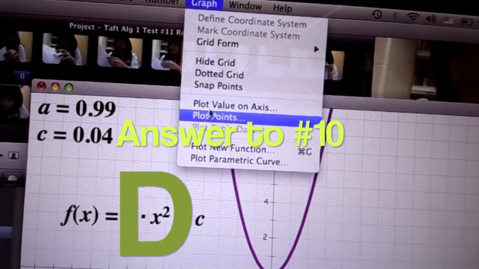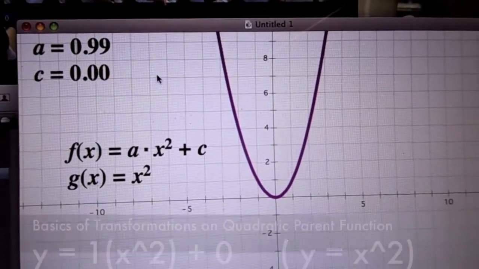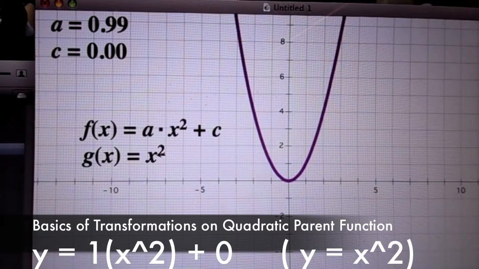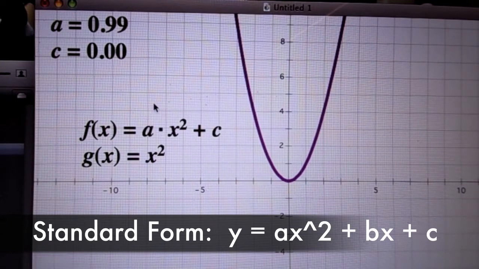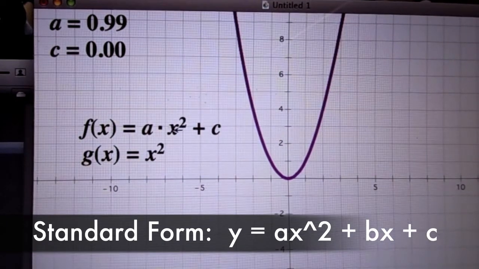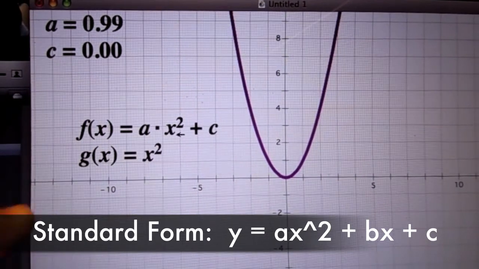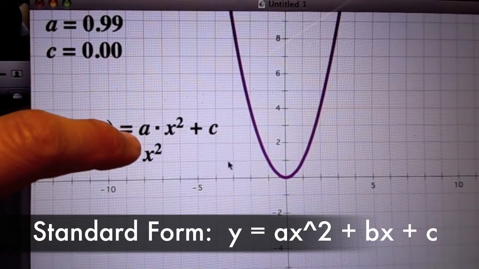For the next couple of problems, you're going to have to be familiar with different types of transformations in regards to quadratics. Remember, your standard form of your quadratic is ax squared plus bx plus c. But in Algebra 1, we don't really worry about the transformations of the b parameter. So instead, I just cut it down to ax squared plus c.